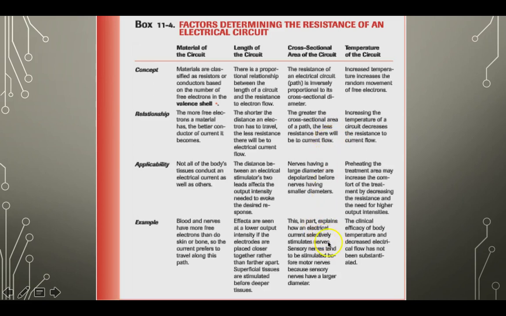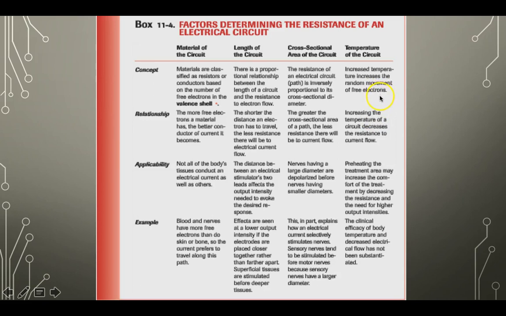So this helps explain how electrical current can select certain nerves. So remember, we talked about having larger diameter nerves and smaller diameter nerves. The sensory nerves tend to be stimulated before our motor nerves because they have a larger diameter. So they're going to be more apt to take on this current.